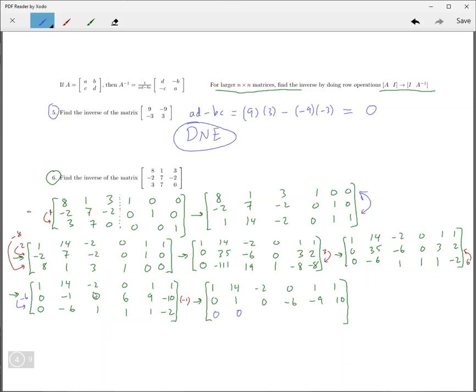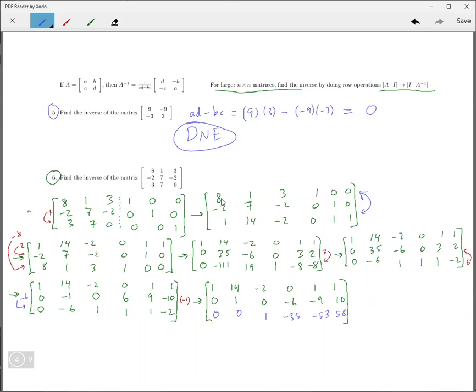And then negative 6 times 0 is 0, plus 1 is 1. Whoa, I have a 1 already. Wow, that was nice. Negative 6 times 6 is negative 36, plus 1 is negative 35. And then negative 6 times 9 is negative 54, plus 1 is negative 53. And negative 6 times negative 10 is positive 60, minus 2 is 58. Well, this is crazy.